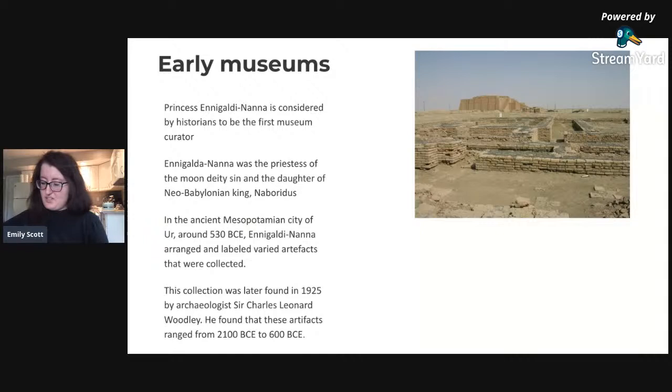These objects were found in 1925 when archaeologist Sir Charles Leonard Woolley was excavating at Ur, and he found artifacts. The interesting thing about these artifacts is not only that he found them, but that they were organized into specific groups, even though some of them were from different geological areas. And another interesting thing about this is that Woolley found some labels along with these objects. So before museums were even really considered museums, Ennigaldi-Nanna was grouping these objects together and making them more knowledgeable to the world.